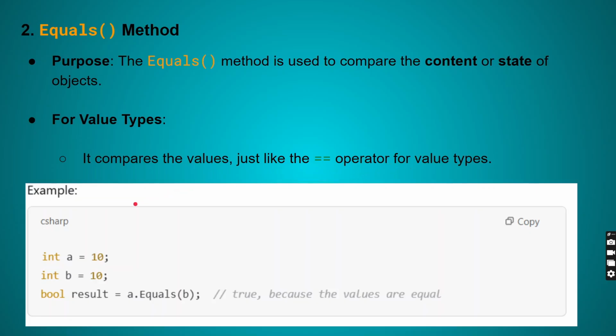See here, we can look at one example. Here we have two variables, int a and int b. We have assigned them the number 10, and the result is equal to a.Equals(b). This will give true because the values are equal.